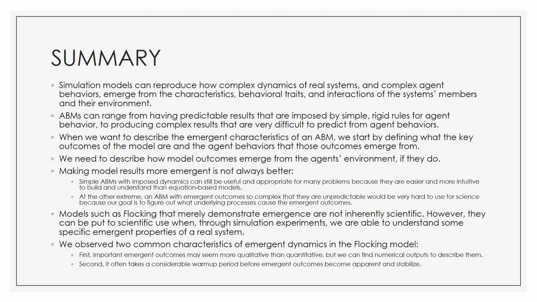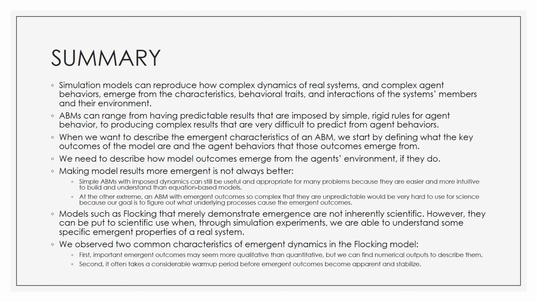All right, here's a summary of what we've discussed in this module. We've learned that simulation models can reproduce how complex dynamics of real systems and complex agent behaviors emerge from the characteristics, behavioral traits, and interactions of the system's members and their environment. We've learned that ABMs can range from having predictable results that are imposed by simple rigid rules for agent behavior to producing complex results that are very difficult to predict from agent behaviors.